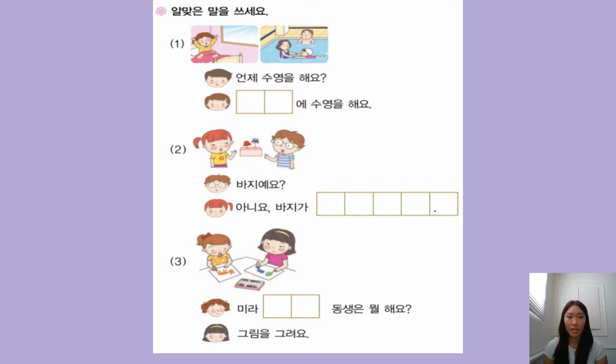Now let's move on to the next page. 알맞는 말을 쓰세요. Okay, let's do some writing practice looking at the picture. So first one, 언제 수영을 해요? When do you swim? Blank blank에 수영을 해요. Now, the question is when do you swim?